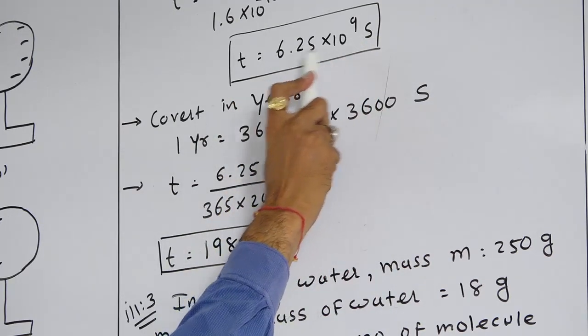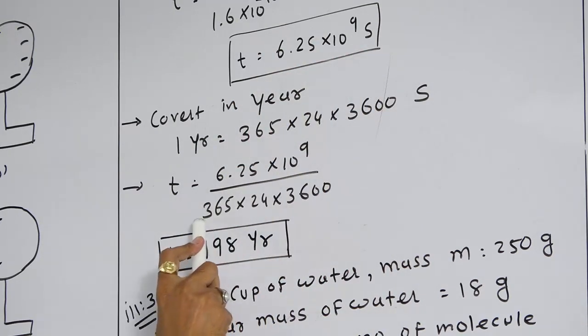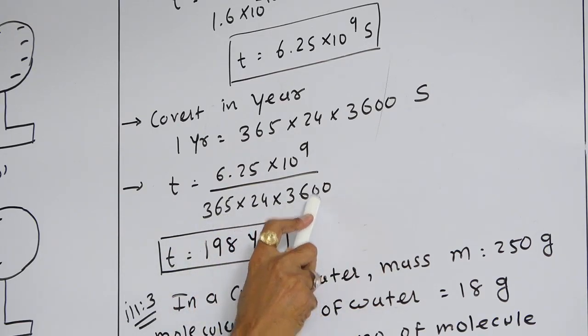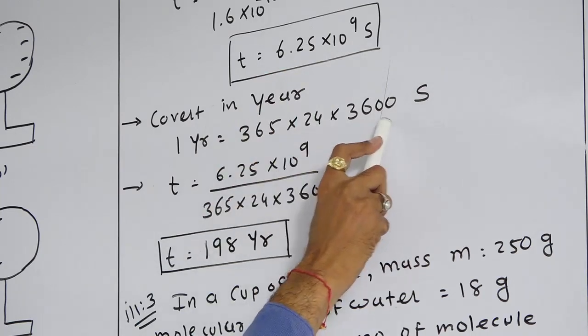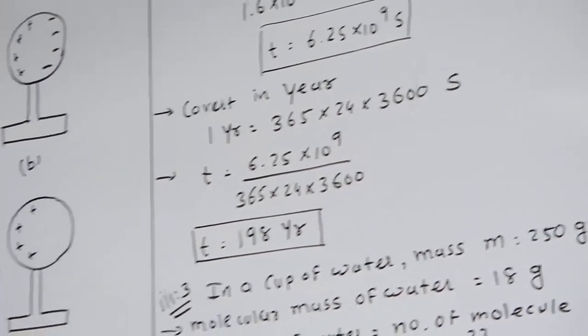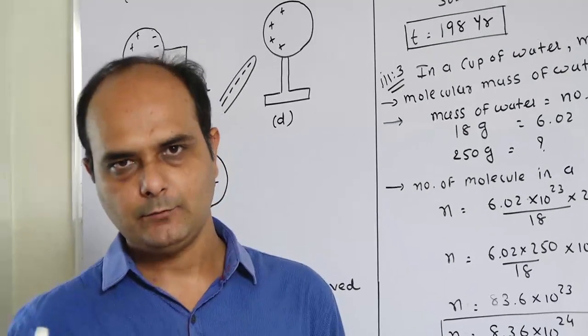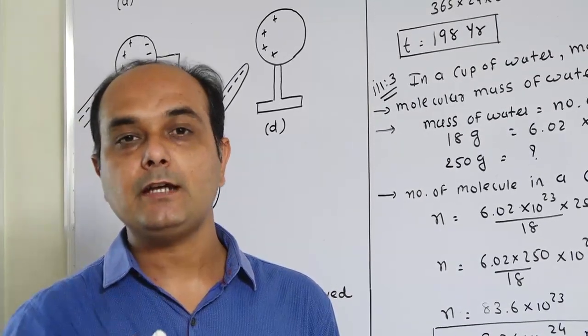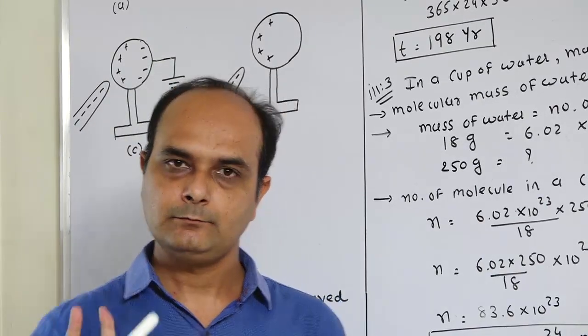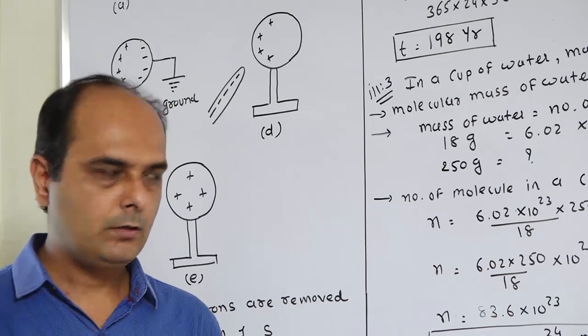So this whole value is divided by 365 multiplied by 24 and multiplied by 3600. When this value is divided by this value, the answer will be converted into years. That answer will be 198 years. So we can say that to produce a 1 coulomb charge in a given body, the required time is 198 years, when 10 to 9 electrons are removed from the body every second. Very simple example.